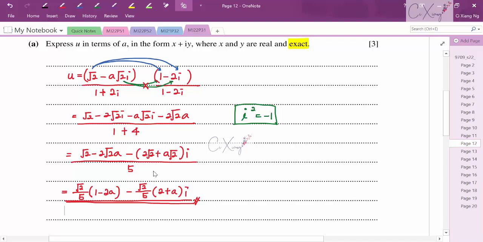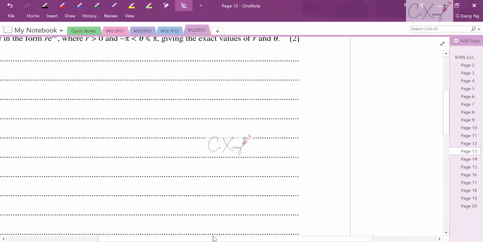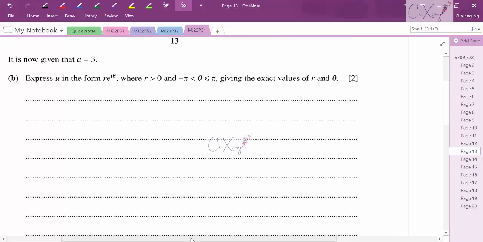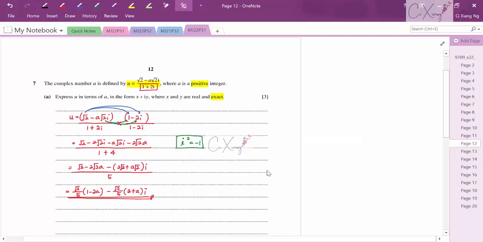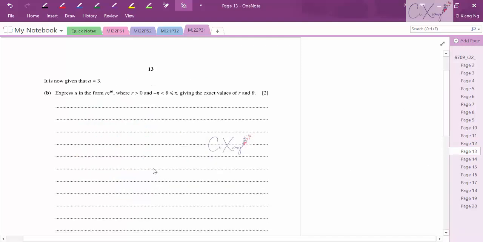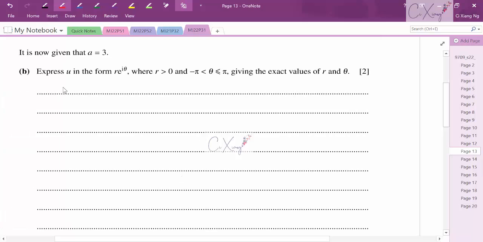Okay, so we proceed to part number B. For part number B, they are now saying that given that a equals 3. So when a equals 3, we substitute a into our equation here. You can substitute 1 minus 2 times 3, which is negative 5. So negative 5 divided by 5, you have negative square root 2. And then substitute a here also, you have negative square root 2 i. So we substitute the value a into the u. When I substitute it, my u is equal to negative square root 2 minus square root 2 i.